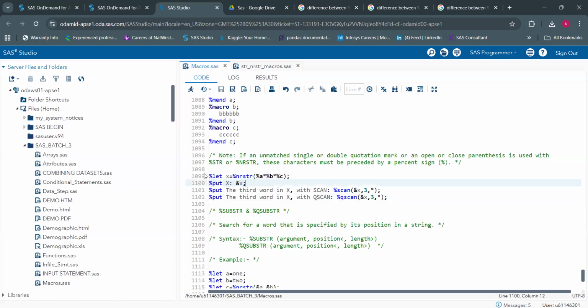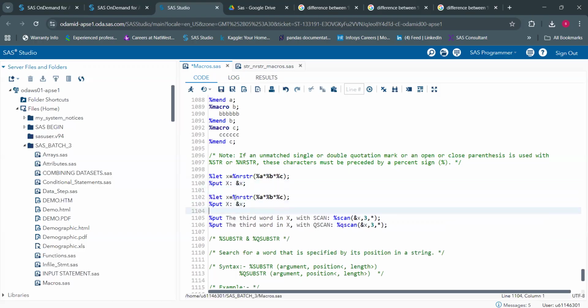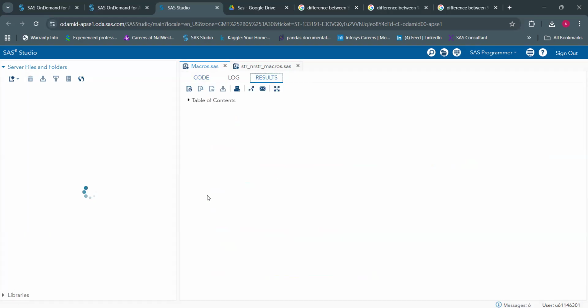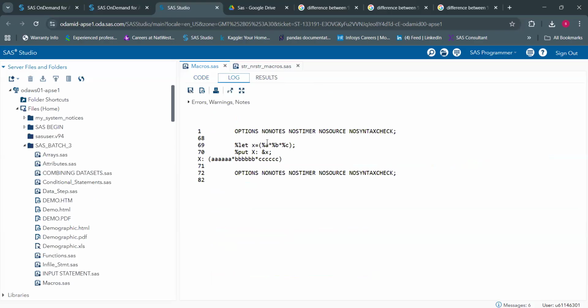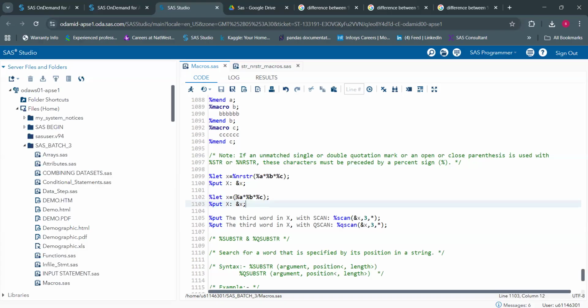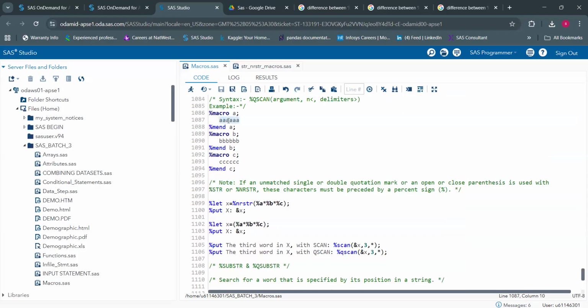For example, if I simply leave this out, so we do not use the masking here, and run this statement, you see what happened, ma'am? What is percentage A? It is these many A's, B and C. This is the actual case. SAS is trying to resolve this particular value. What is percentage A? This A. Percentage B, this one. Percentage C, this one.